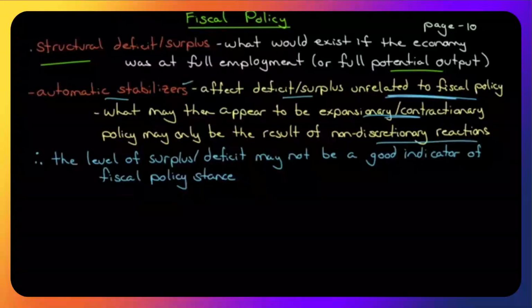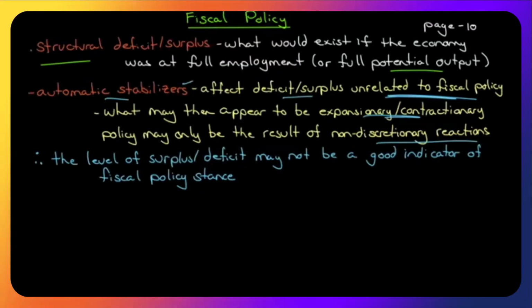So it would be inappropriate to look at a budget deficit and say the fiscal stance of policy is expansionary. There may be no discretionary, expansionary policies in place, and the deficit is purely a result of the automatic stabilizer. So we would not describe that as expansionary fiscal policy. It would just be the result of non-discretionary policies. Therefore, the level of surplus or deficit may not be a good indicator of the fiscal policy stance.